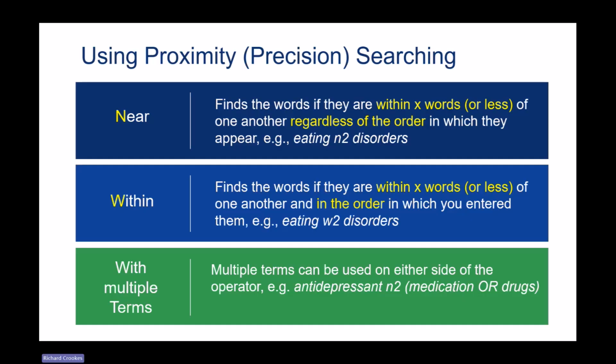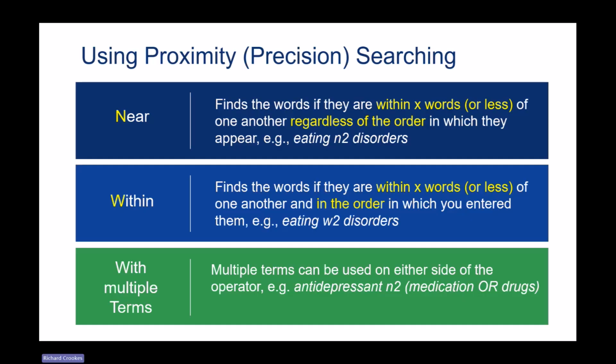So it could be eating disorders or disorders of eating. Now within is more restrictive because it finds the terms in the order in which you entered them. So using the same example, if you put eating W2 disorders, you'd find the free text term eating within 2 words or less of the term disorders, but not vice versa, not the other order. And then multiple terms can be used on either side of these operators.